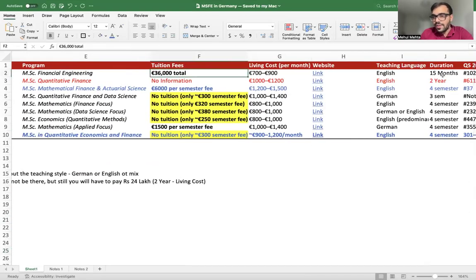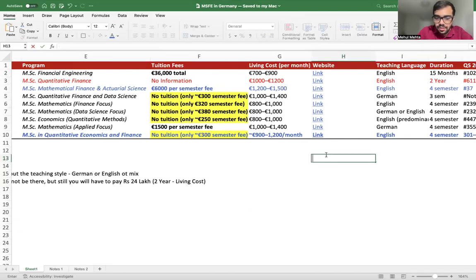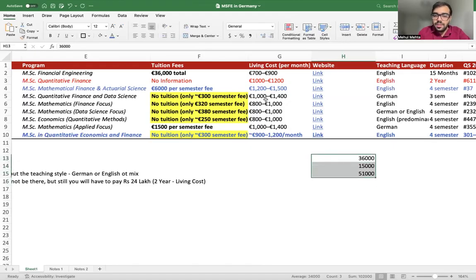If you see, this program is 15 months. So let's assume 36,000 euros plus 15,000 euros for living. So how much is this? This is nothing but 51,000 euros, which translates to almost 51 lakh rupees.